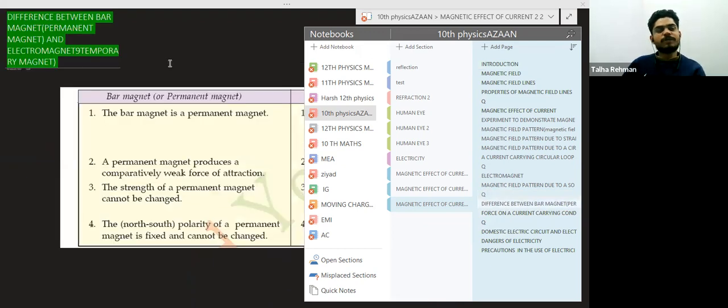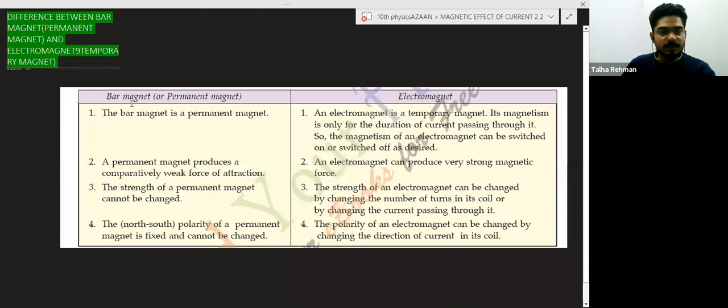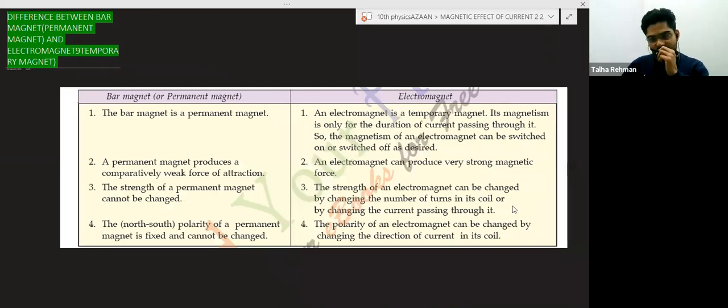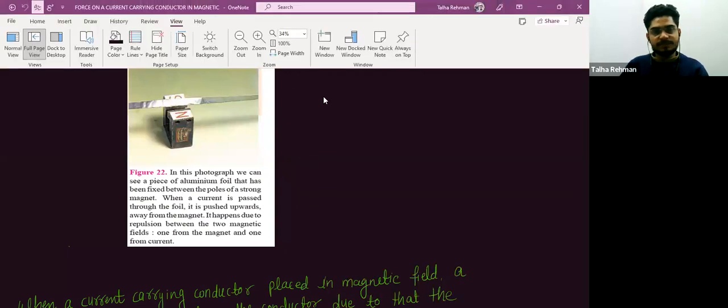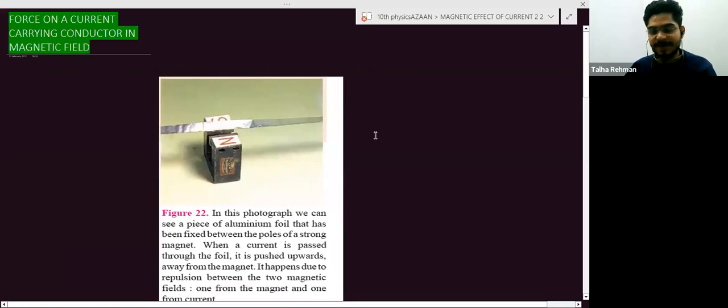So the difference between a bar magnet and an electromagnet we did. After this, we will discuss force on a current carrying conductor in a magnetic field. So if you place a conductor carrying current in a magnetic field, it will experience a magnetic force.